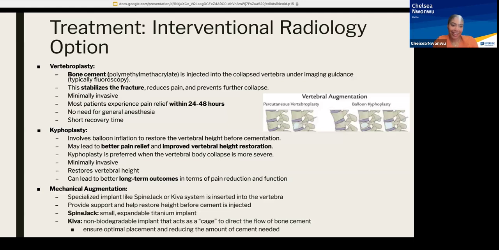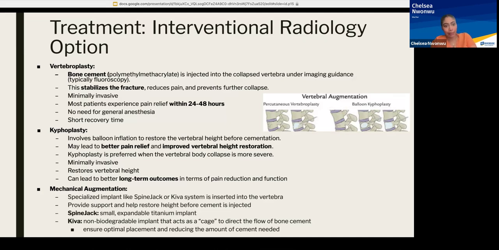Okay, so now for the IR treatment options. Minimally invasive options include vertebroplasty, kyphoplasty, as well as mechanical augmentation. These are mostly safe for chronic diagnosis. Vertebroplasty involves injecting polymethyl methacrylate cement into a collapsed vertebra, stabilizing it and providing rapid pain relief. Patients often report significant pain relief within 24 to 48 hours.